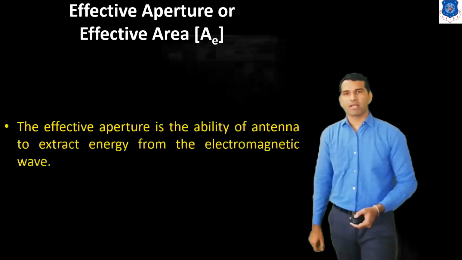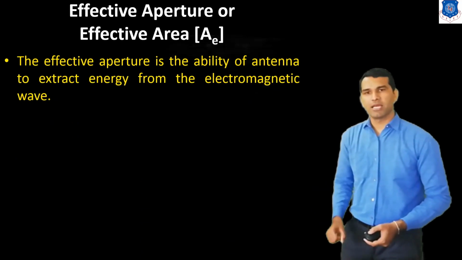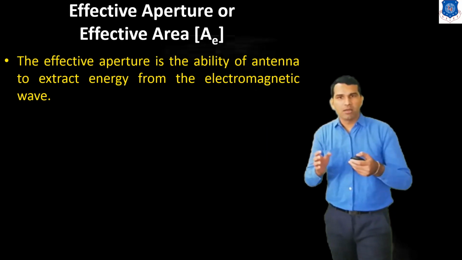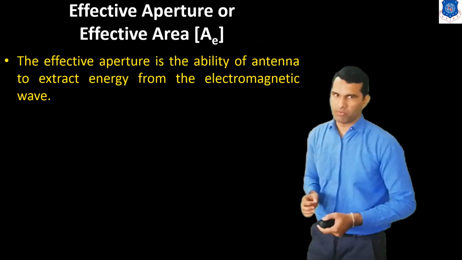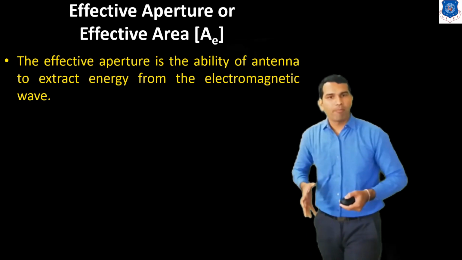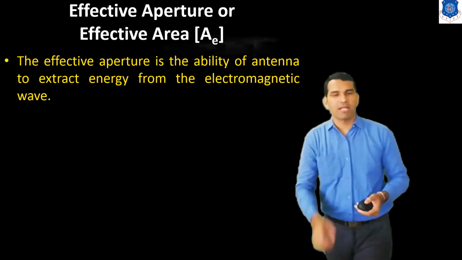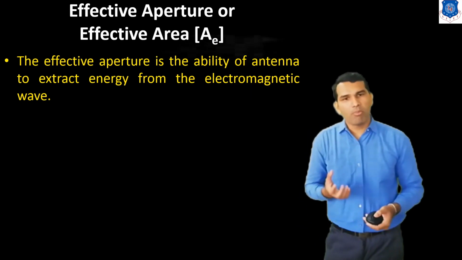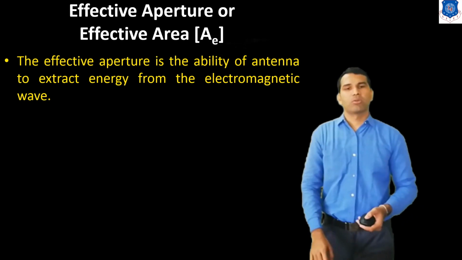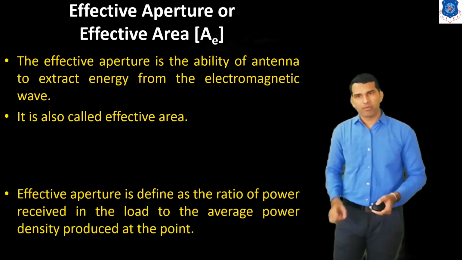Now, the effective aperture, or effective area. The effective aperture is the ability of the antenna to extract energy from the electromagnetic wave. Here we discuss the aperture of the antenna. It is also called the effective area.